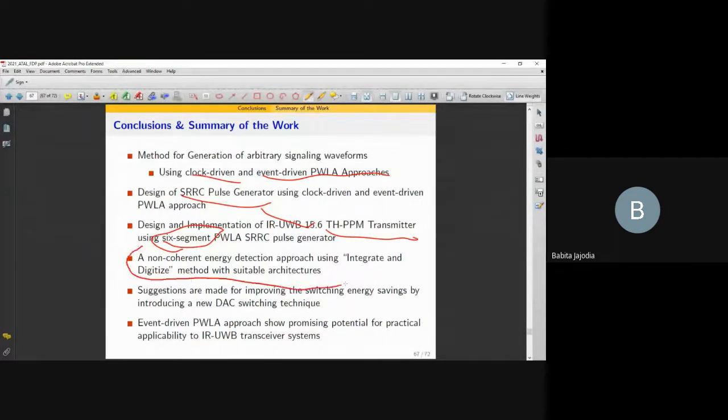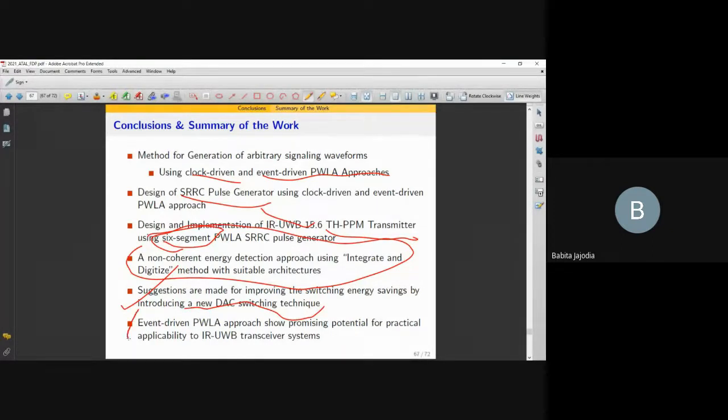Then we discussed the concept of non-coherent energy detection using integrate and digitize. Here I would like to add one thing. Generally in practice we use digitize and integrate, which requires a higher clock frequency. That's not a good option. So we took advantage of that and made a non-coherent energy detection using integrate and digitize, so that it's helpful for low power applications. Then, as we found, switching energy savings can be achieved in the first comparison cycle, so we gave some suggestions and introduced a new DAC switching technique.